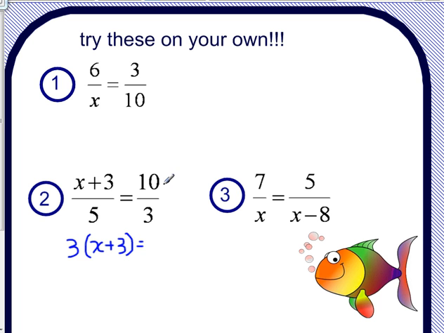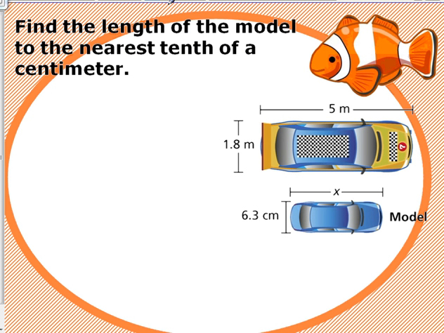Now, we can also use this when we are talking about word problems. Now we have: find the length of the model to the nearest tenth of a centimeter. So we have a real car and we have the model of the car, and we want to find the length. We know the width of the cars, so we can set up a proportion. In this case, we're going to say 1.8.